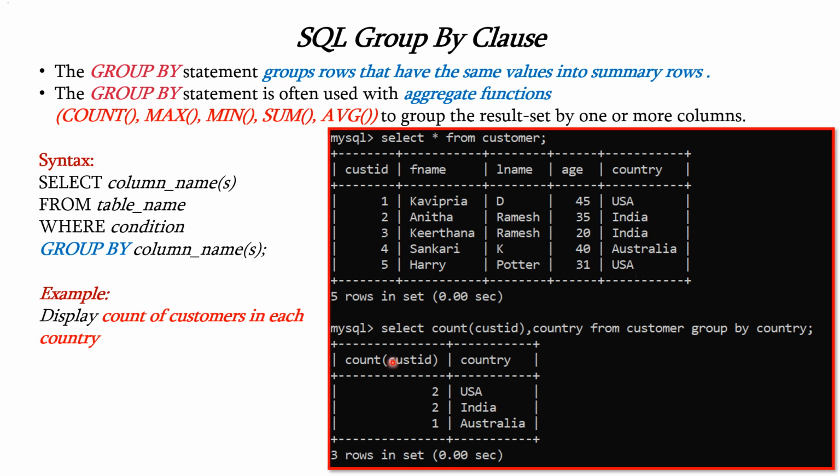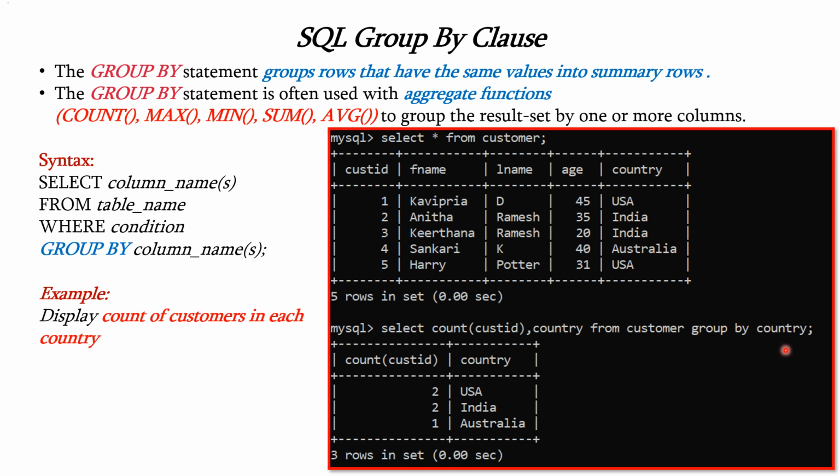So let us write the query for this. Select count of cust ID. So we are displaying the count of the cust ID, comma, and then we are displaying the country, from the table name. Table name is customer, and use the keyword group by. So we are going to group the rows based on the country, so we are giving the column name as country here.